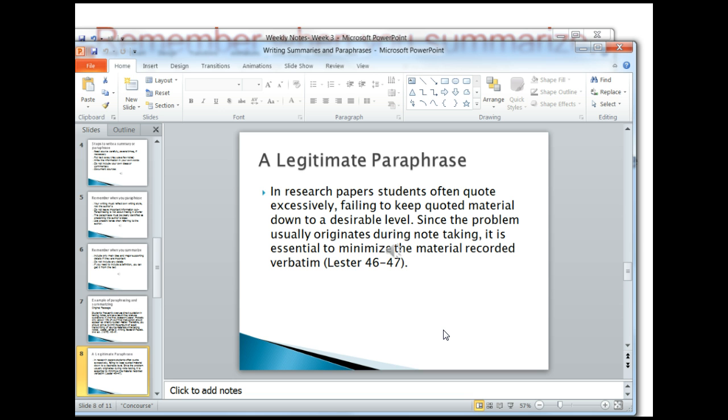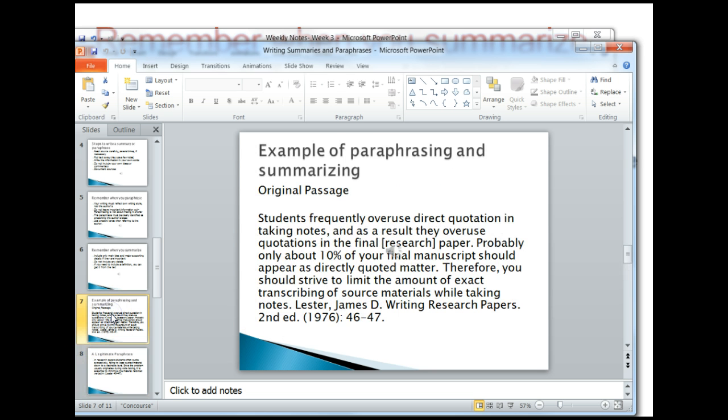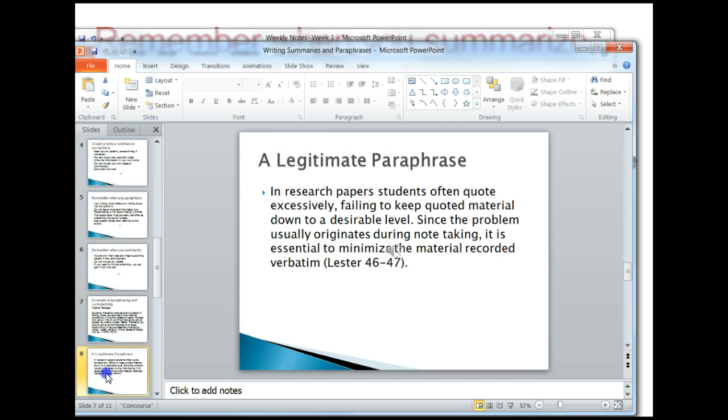So in research papers, students often quote excessively, failing to keep quoted materials down to a desirable level. Since the problem usually originates during note-taking, it's essential to minimize the material recorded verbatim. Verbatim means word by word, and then I have listed the source. So go back to the original and go to the paraphrase and see that the information is exactly the same. I have not left any information out.